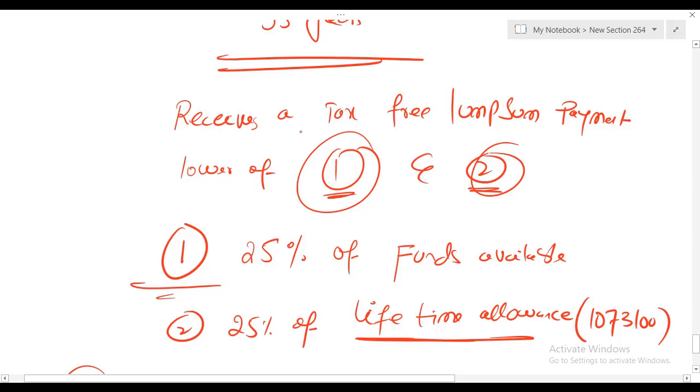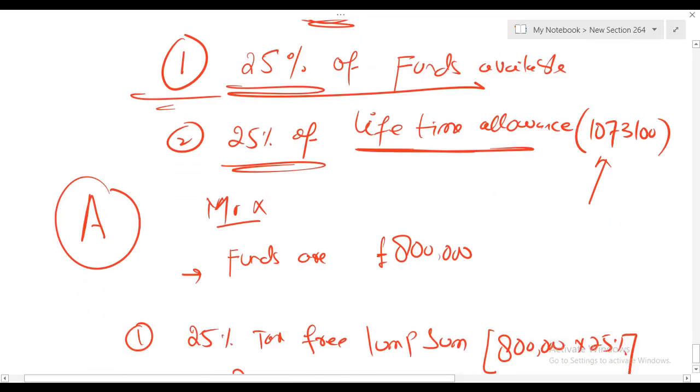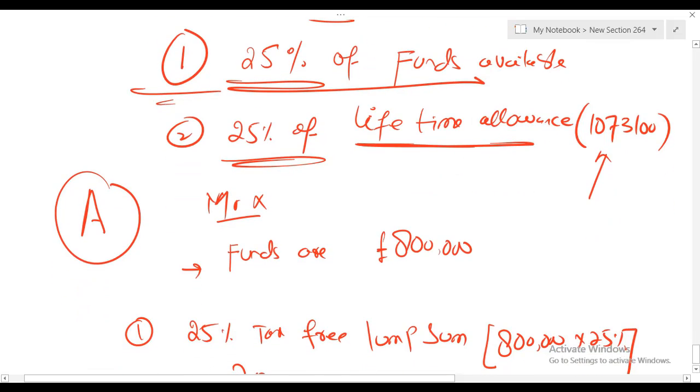I have just told you over here, when someone reaches the retirement age, that individual receives a tax-free lump sum payment of the lower of 1 and 2. 1 is 25% of funds available, and second is 25% of lifetime allowance. And lifetime allowance is 1,073,100. Look at this question. Funds available are 800,000. Obviously 800,000 is lower than the lifetime allowance.